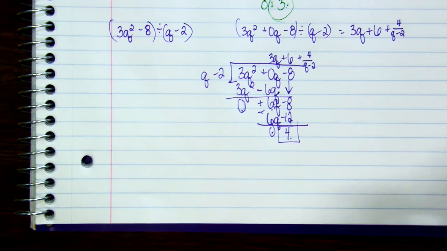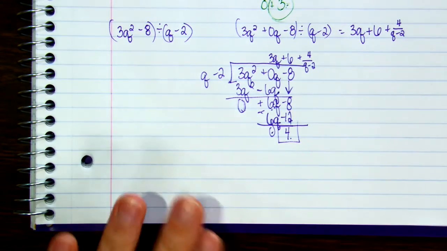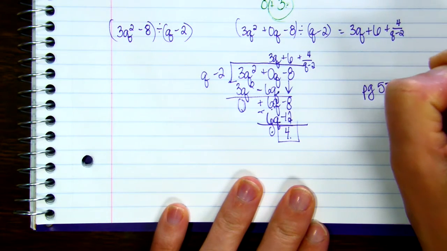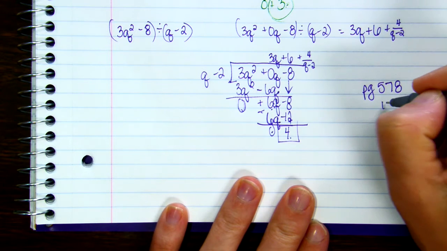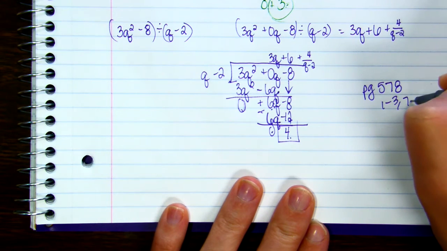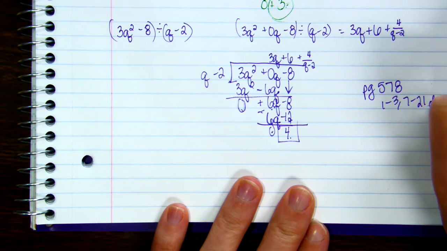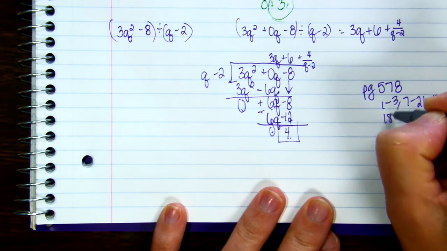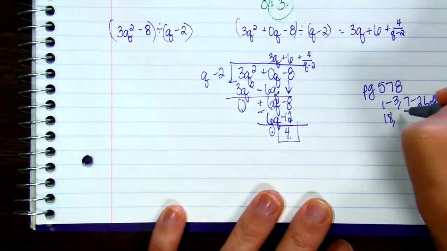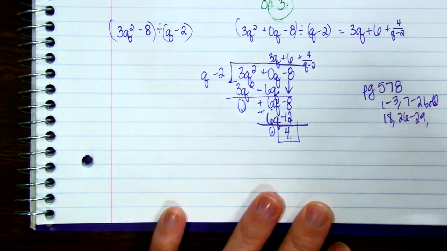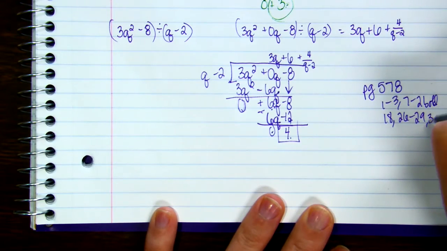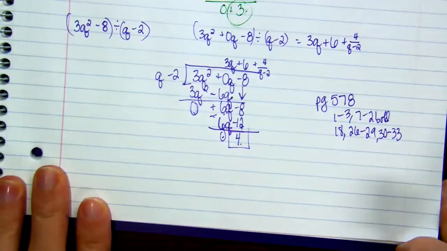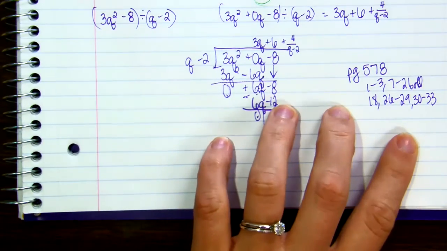So your homework is going to be on page 578. You're going to do numbers 1 through 3, 7 to 21 odd, and 18, 26 through 29, and 30 through 33. I don't know why that didn't just say 26 through 33, but whatever. Oops, goes off the page. So that's what you're going to be doing.